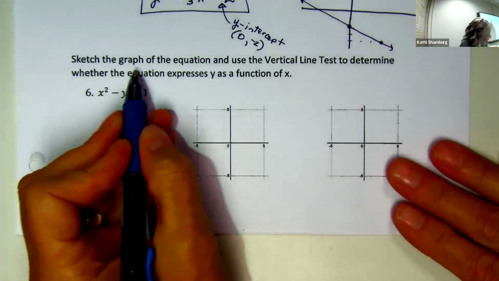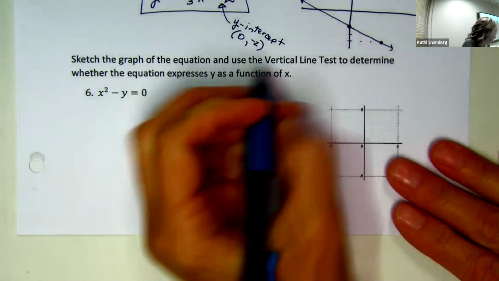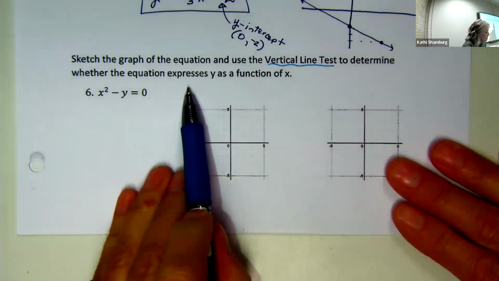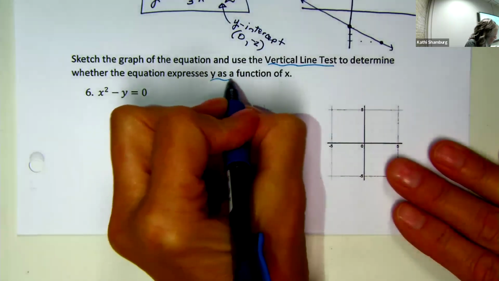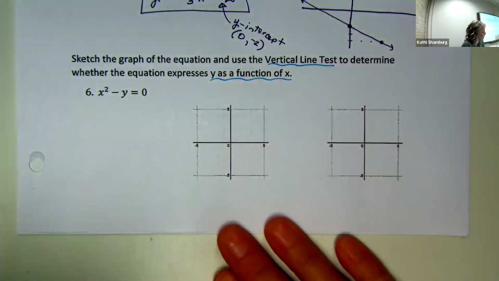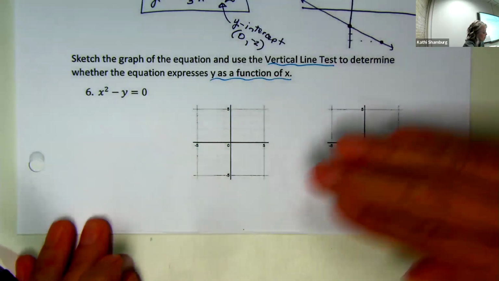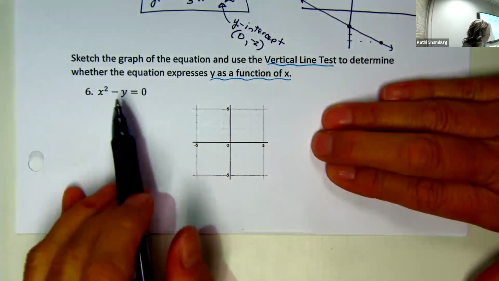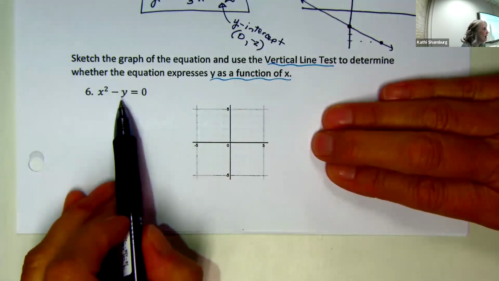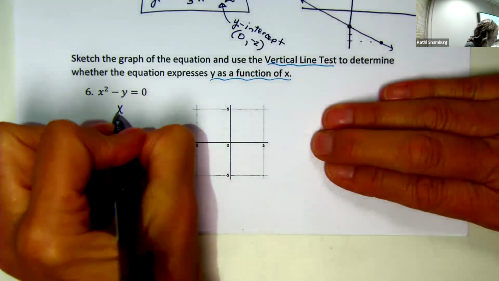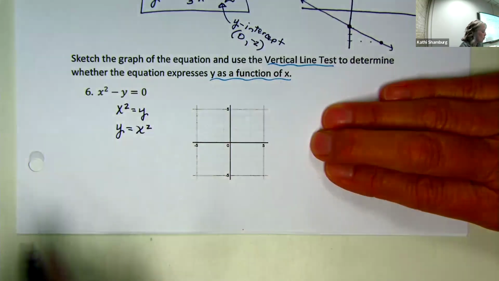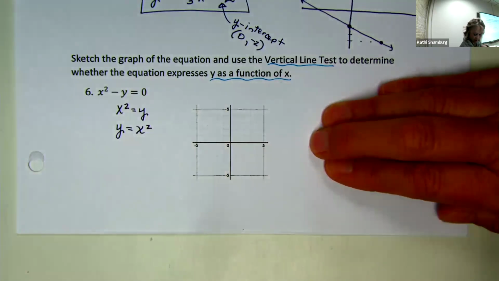Sketch the graph of the equation and use the vertical line test to determine whether the equation expresses y as a function of x. All right, so here's my equation. Disregard this for right now. I'm going to add y to both sides. X squared equals y. We're used to seeing the y first, so I'm just going to switch those. Y equals x squared. This is another parent function.